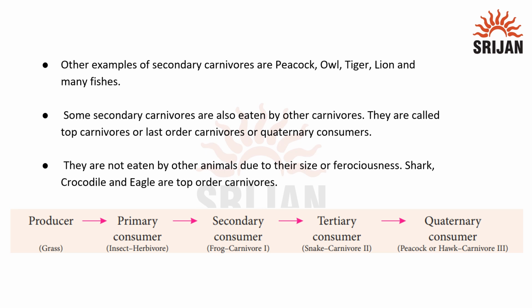Here we have some other examples of the secondary carnivores, which are peacock, owl, tiger, lion, and many other fishes. Now, these secondary carnivores are also sometimes eaten by other carnivores.